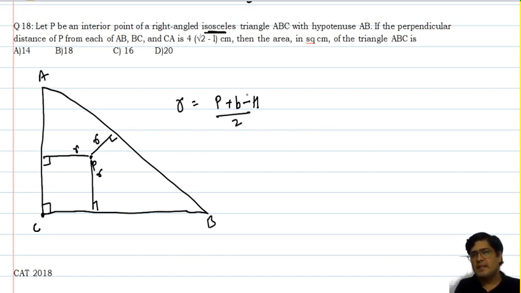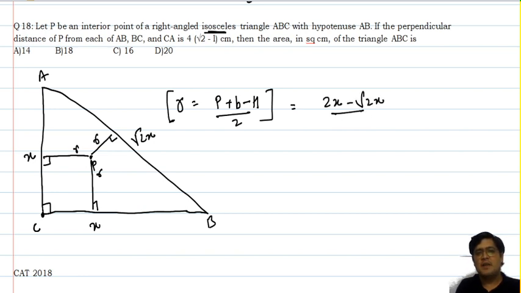Now, here's a critical hint. If you remember and recall this, the question should not take more than 2 minutes. If you do not remember this, you'll have to take the longer route here. The isosceles triangle has sides as x, x and root 2 x. Here I get (2x minus root 2 x) by 2 as the inradius, which is 4 times root 2 minus 1. Now please pay attention to calculations here.